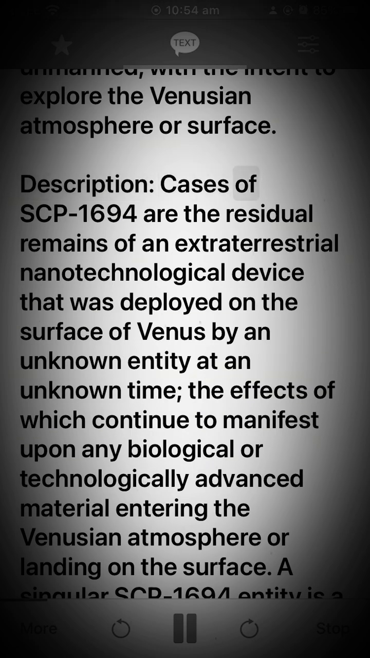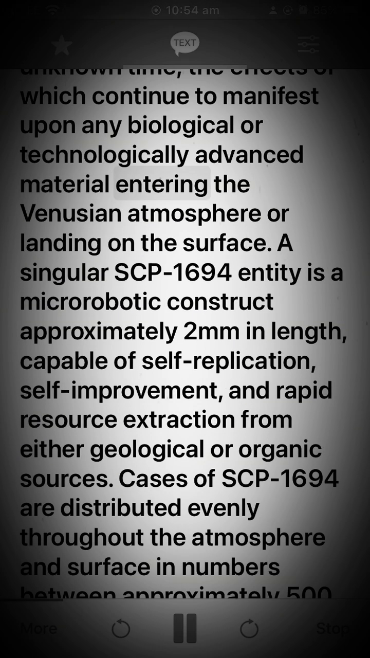Description: Cases of SCP-1694 are the residual remains of an extraterrestrial nanotechnological device that was deployed on the surface of Venus by an unknown entity at an unknown time, the effects of which continue to manifest upon any biological or technologically advanced material entering the Venusian atmosphere or landing on the surface.